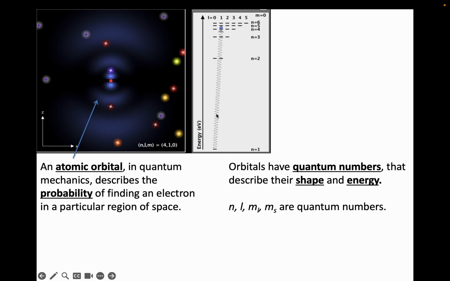These atomic orbitals are going to include quantum numbers. Within the Bohr model, we had one quantum number, our principal quantum number n. Our shapes now are more complex, so we need more quantum numbers. We need more quantum numbers to describe the shape and the energy of these atomic orbitals. The quantum numbers that we're going to be using are n, l, m sub l, and m sub s. These are the quantum numbers that we have within Schrodinger's model.